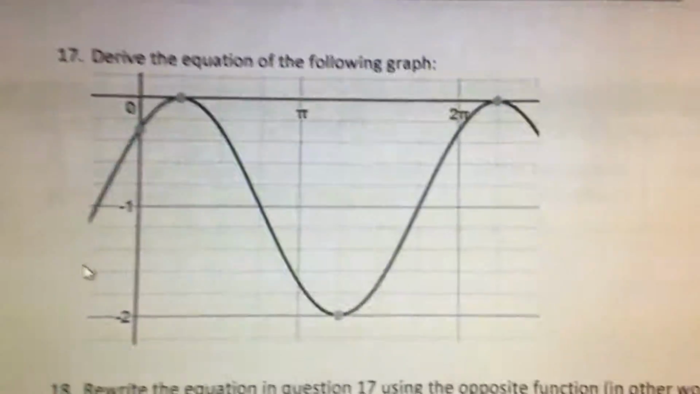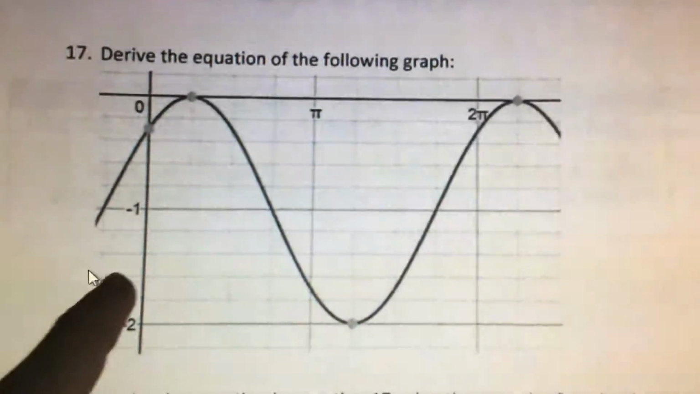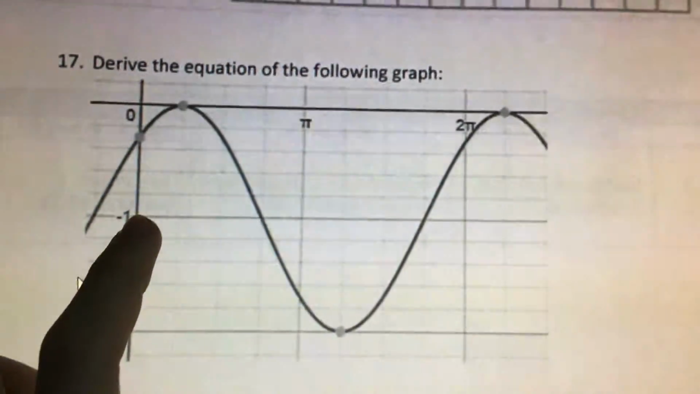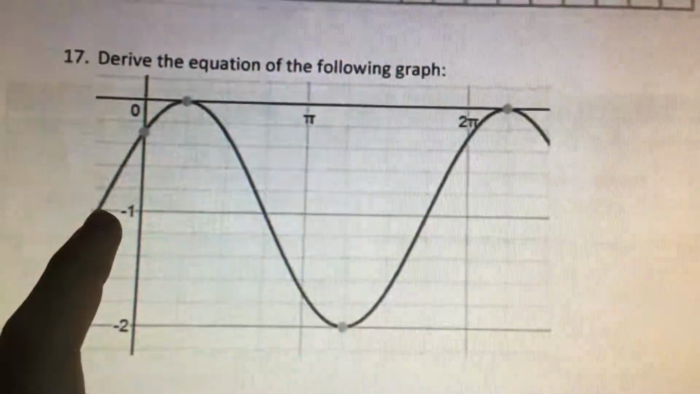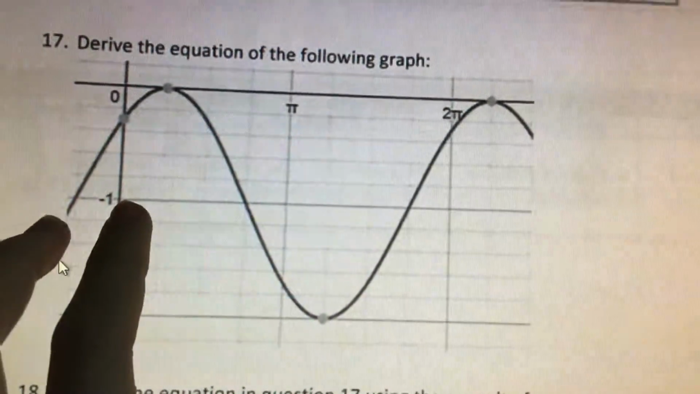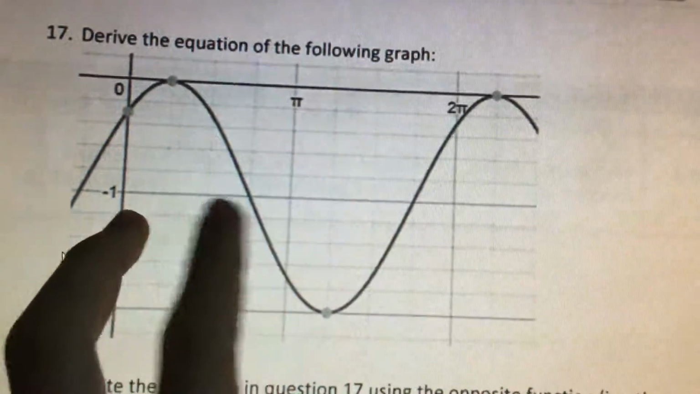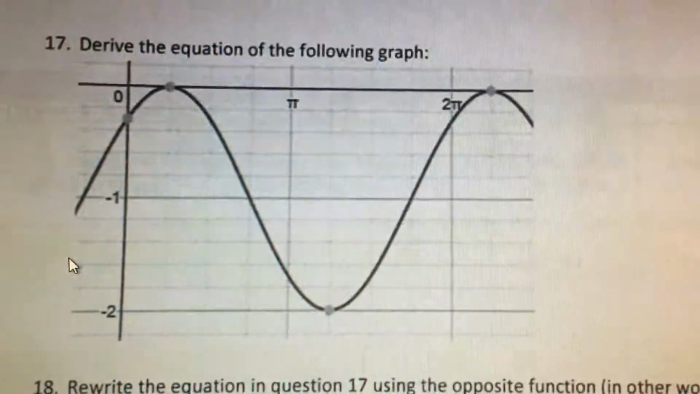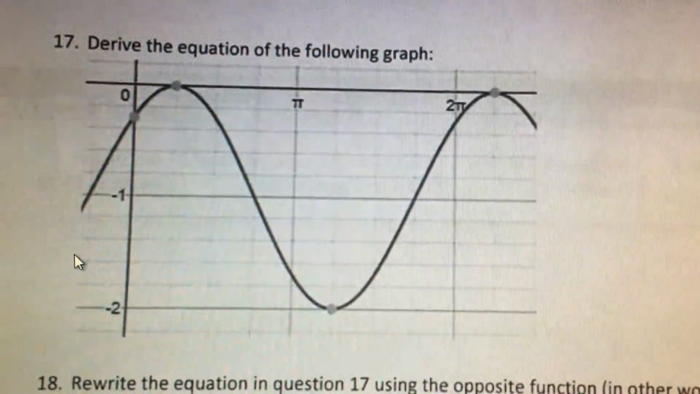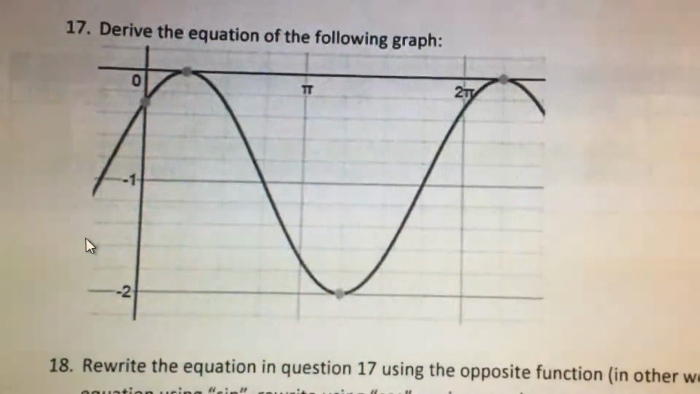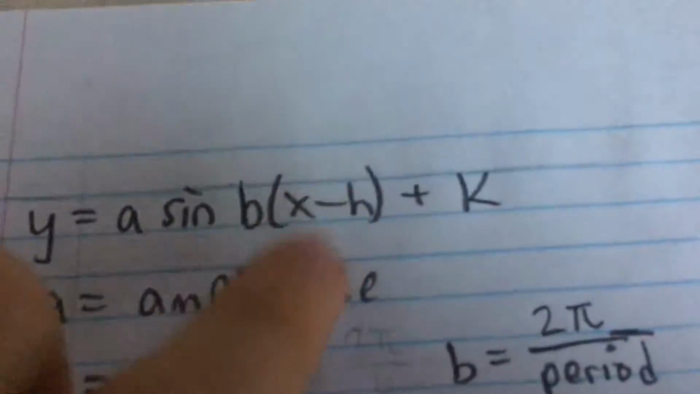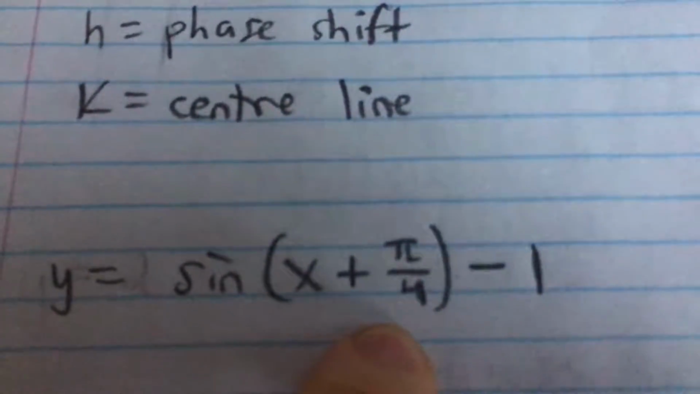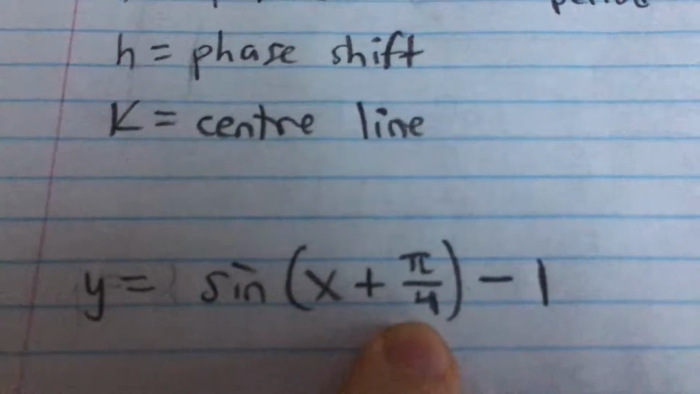Anyways, back to our function here. You can see it's going to start at negative 1. When x is 0, y should be negative 1. But it actually starts over here, meaning it's been shifted. You can see this is pi, so each of these boxes is pi over 4. It's been shifted pi over 4 to the left, which is negative pi over 4. That's our h value, negative pi over 4. But in our equation, it says minus h. So minus negative pi over 4 is positive pi over 4.